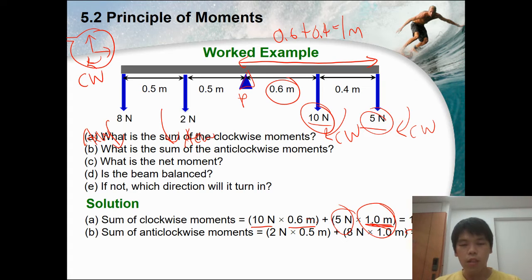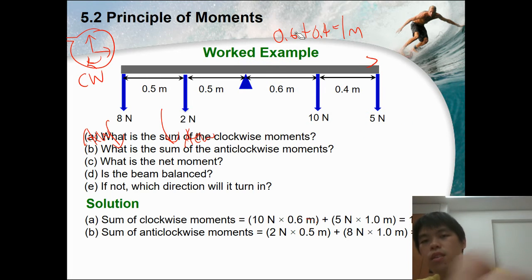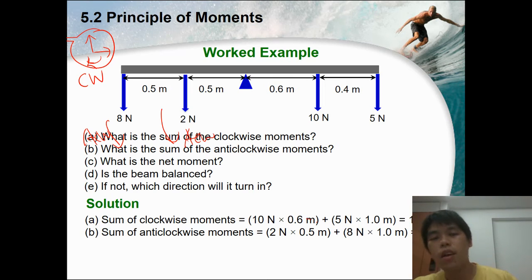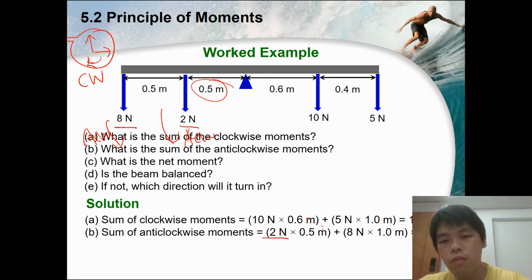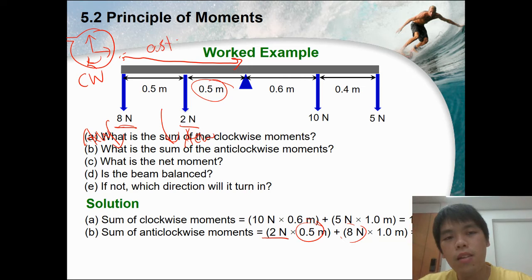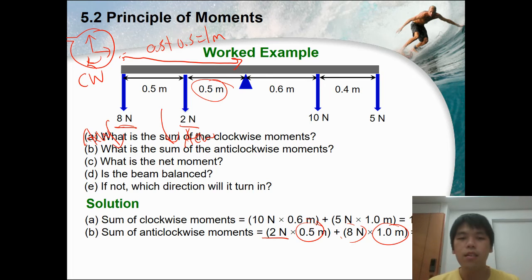Next, let's find the sum of the anti-clockwise. Let me erase all of this. I'll remove all the clockwise here so that it's easier for us to see. Anti-clockwise are the remaining two on the left, 8 newtons and 2 newtons. So we take 2 times 0.5. This is the first pair. The second one is 8 times what? 0.5 or 1? 1, because it's from here all the way to the pivot, the perpendicular distance to the pivot. 0.5 plus 0.5 gives us 1 meter. So down here also times 1. You do the math. This is 9 Newton meter.